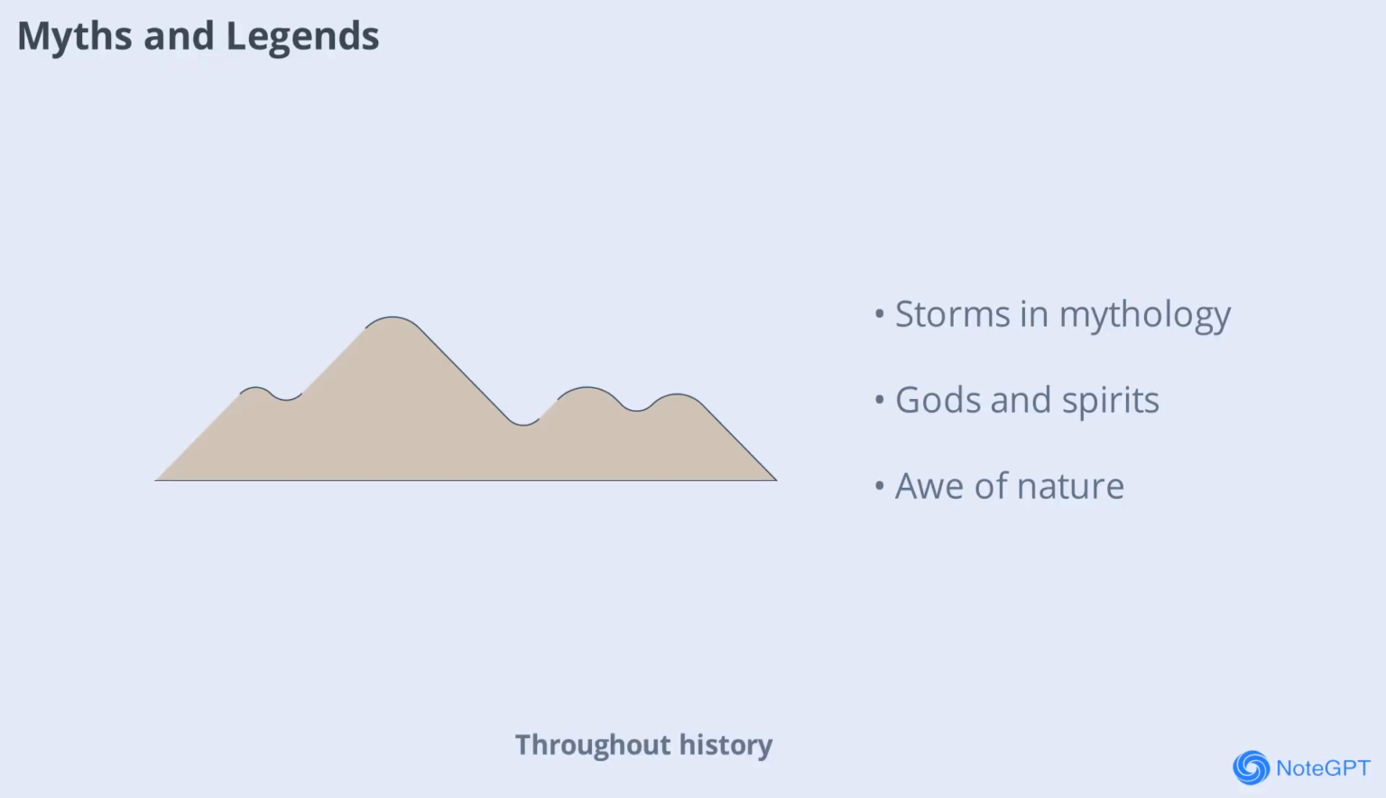Throughout history, thunderstorms have inspired myths and legends in cultures around the world. Some saw them as the anger of the gods, while others believed they were messages from the spirit world. These stories reflect humanity's awe and respect for the power of nature. Today, science helps us understand the true causes of storms, but the sense of wonder remains as strong as ever.